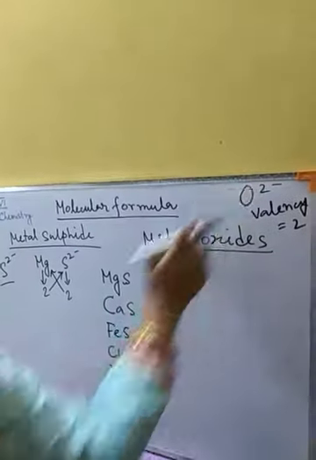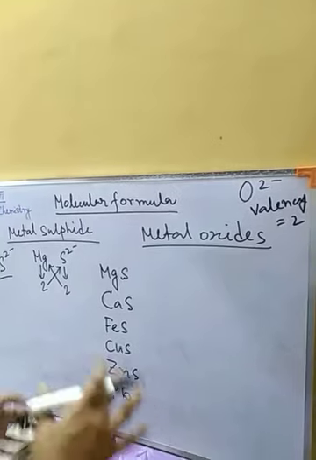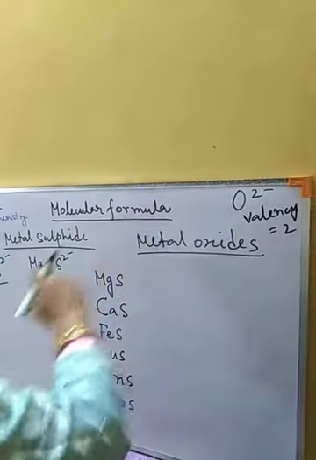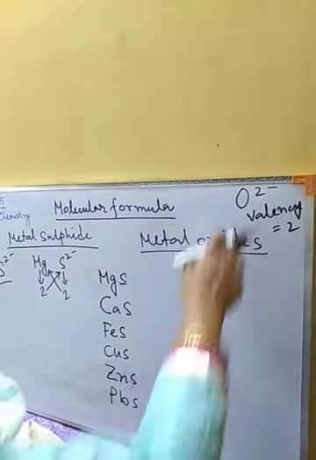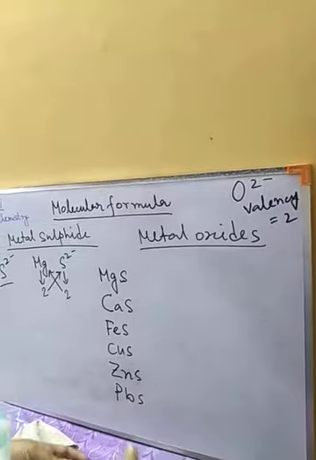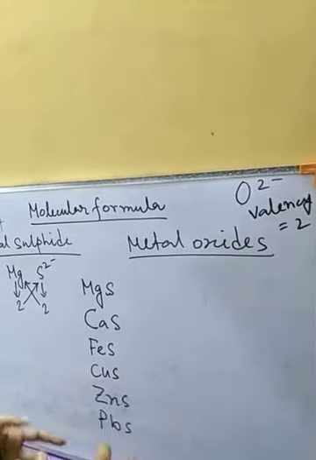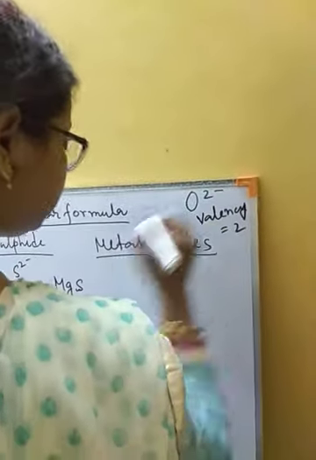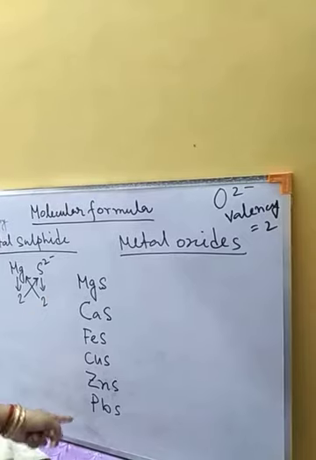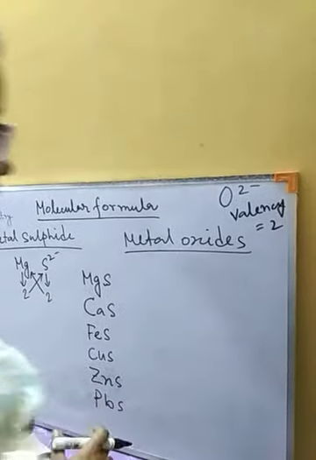Why this minus? Oxygen and sulfur are negative radicals, the non-metallic part, and these are the metals. For non-metals we use this minus. Why this minus, you are going to get in the next class, in a higher class. Now for metallic oxides, with the same metals we are going to construct the formula for the metallic oxides.